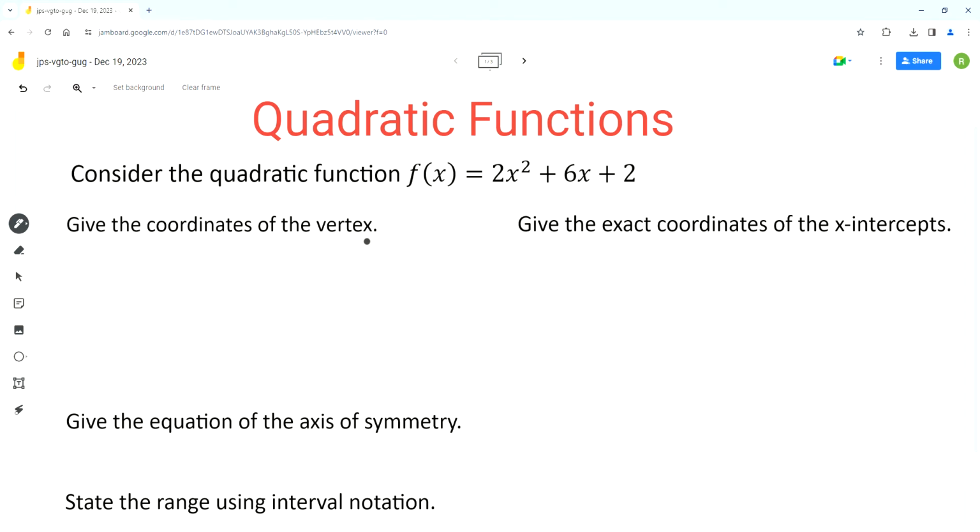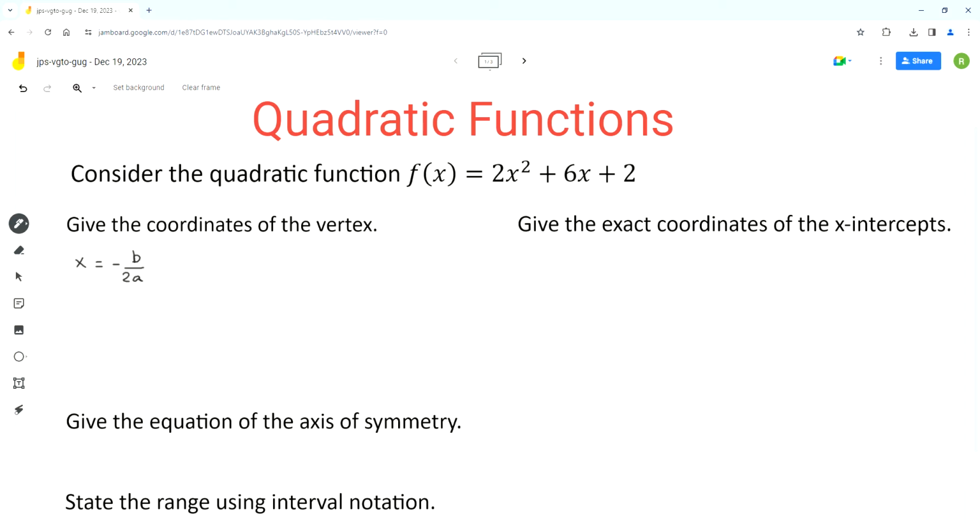So we have to find the vertex for this quadratic function. We know that the graph of a quadratic function is a parabola, so we have to find the vertex of the parabola. Now this equation is given to us in standard form, so the first step to find the vertex from standard form is to find the x coordinate of the vertex using this formula: x equals minus b over 2a.